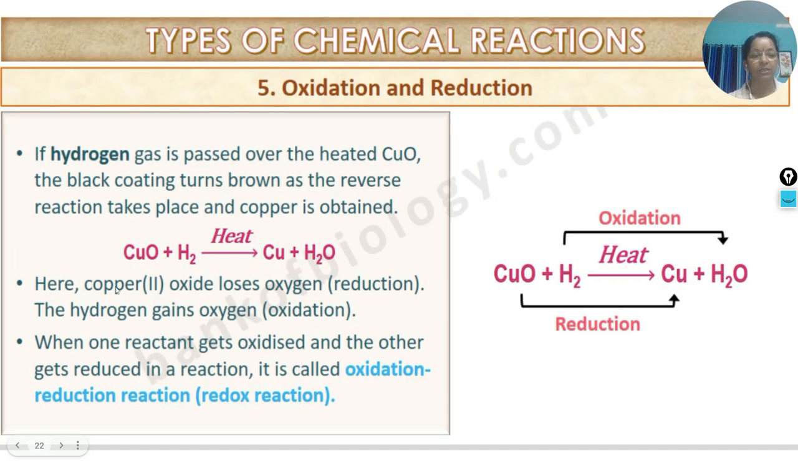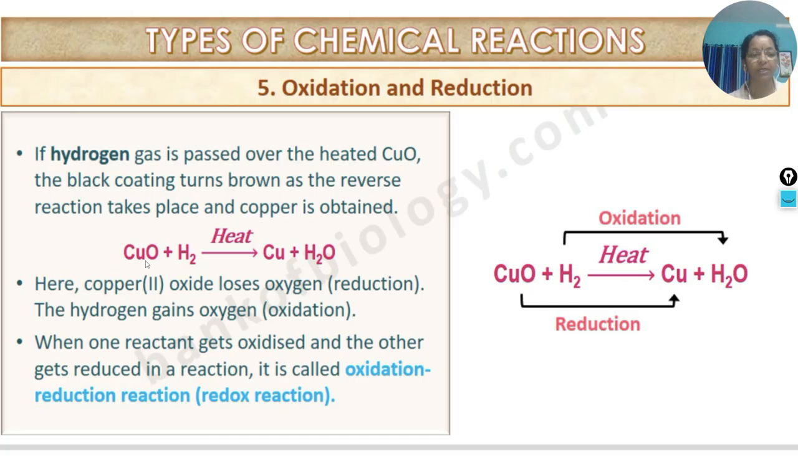Now there is another example. If you pass hydrogen gas over copper oxide, it regains its reddish brown color due to the formation of copper. What happens is that hydrogen takes the oxygen from copper oxide, forms water, and copper is liberated, or separated. That means the reverse reaction is taking place.